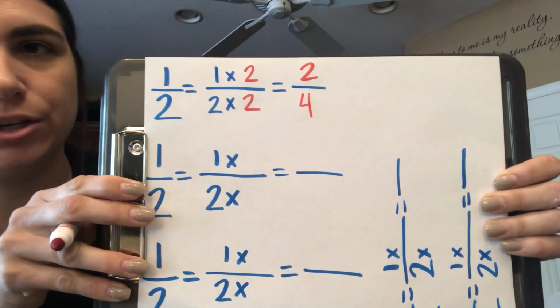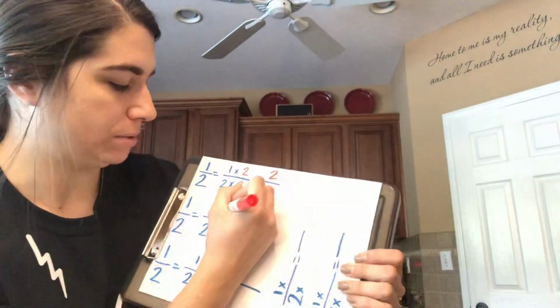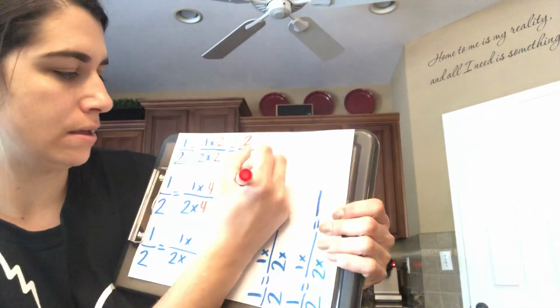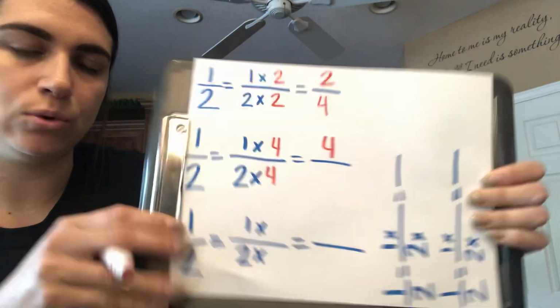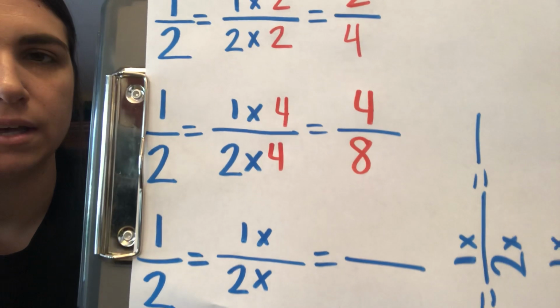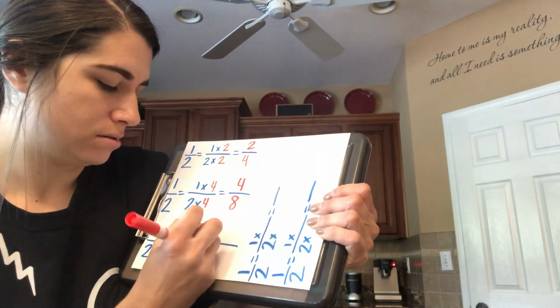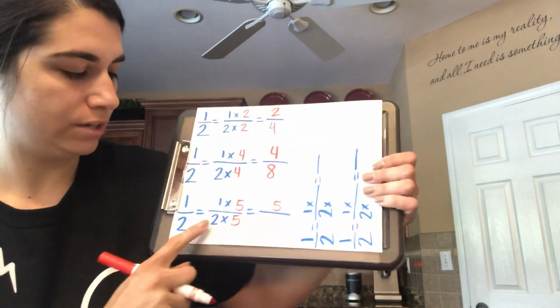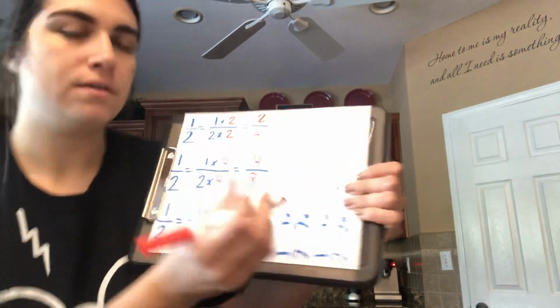The next one I'm gonna do is I'm gonna do 4. So I'm gonna multiply the top and the bottom by 4. So 1 times 4 is 4, and 2 times 4 is 8. So those are equivalent fractions to 1/2. All right, the next one I'm gonna use is 5. So 1 times 5 is 5, and 2 times 5 is 10.